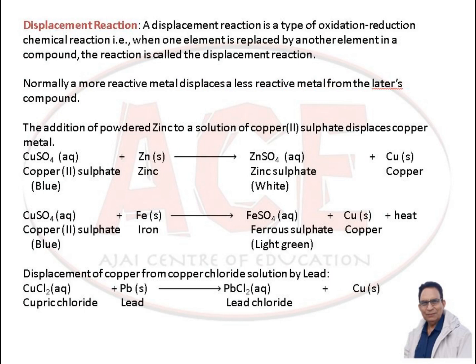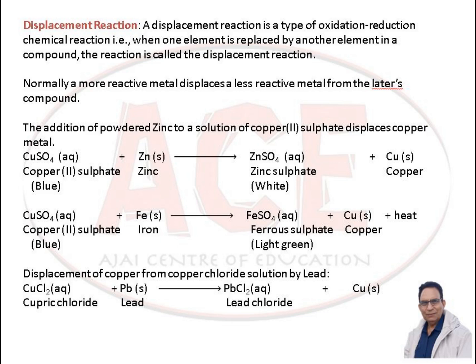Displacement reaction. A displacement reaction is a type of oxidation reduction chemical reaction. When one element is replaced by another element in a compound, the reaction is called a displacement reaction. Normally, a more reactive metal displaces a less reactive metal from its compound. Example: the addition of zinc powder to a solution of copper 2 sulfate displaces copper metal.